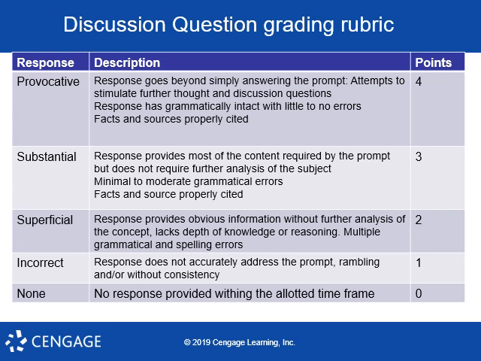So moving on, this is your grading rubric for your discussion questions, and we'll go over that a little bit later on. You get a grade of anywhere from 0 to 4 on your response to the questions we present at the end of this presentation. So you'll get 4 points for a provocative response that goes beyond simply answering the prompt. Attempts to stimulate further thought and discussion questions. Response is grammatically intact with little to no errors. Facts and sources properly cited.